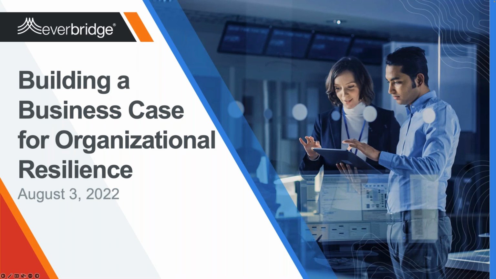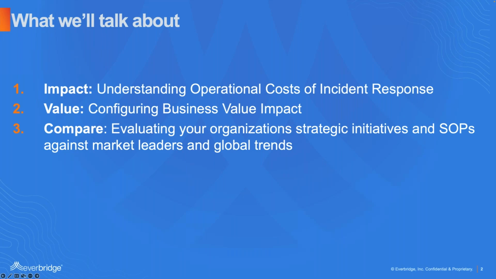As we go through this, let's take a quick peek at what we're going to talk about. The first thing we'll talk about is the impact of understanding operational costs of incident response. The second thing we'll focus on will be value, configuring a business value impact, and then finally comparing ourselves and evaluating your organization and your strategic initiatives against SOPs, and your SOPs against market leaders and global trends.